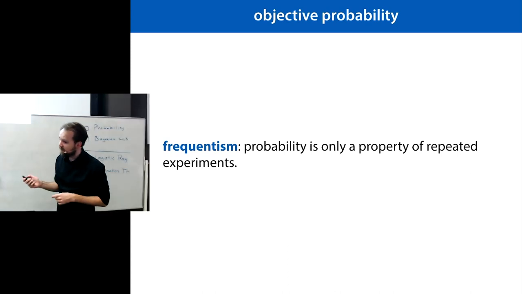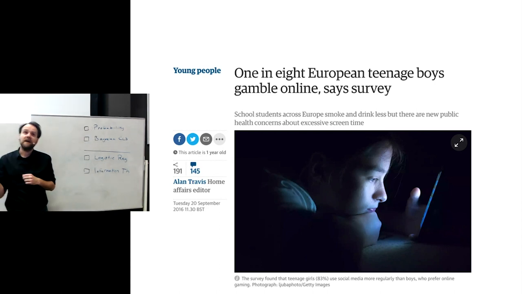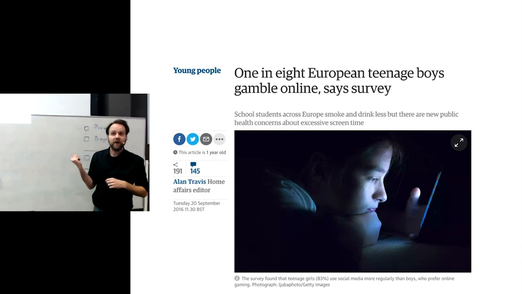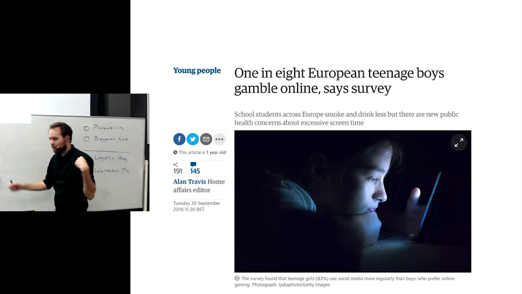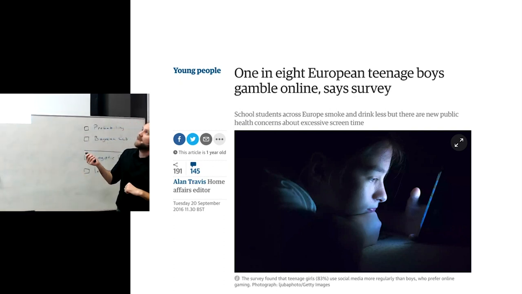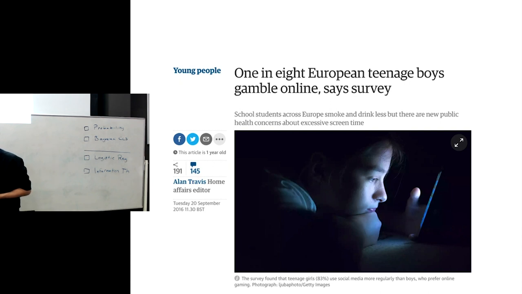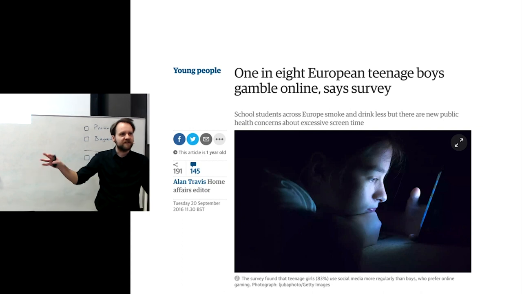So in this case, you might say, we imagine an experiment, we pick a random European teenage boy, and we check if they're gambling, yes or no. And then as we do that more and more, the proportion of yeses to the total we sampled will converge to 1 in 8. And that's what we mean by saying the probability that a European teenage boy gambles is 1 in 8. It's a convergence of this imaginary experiment.